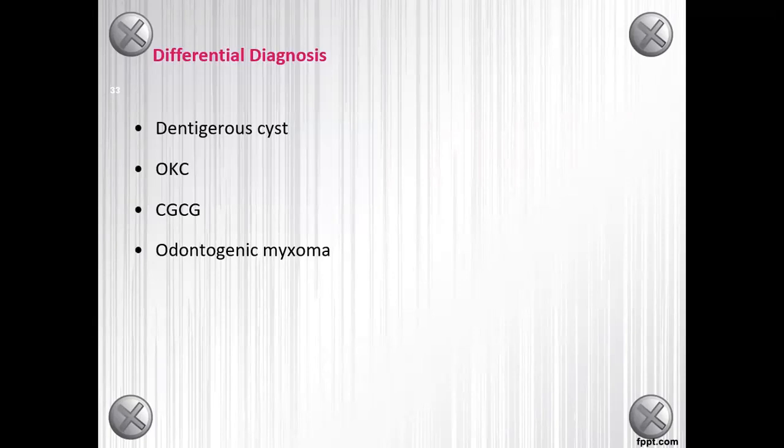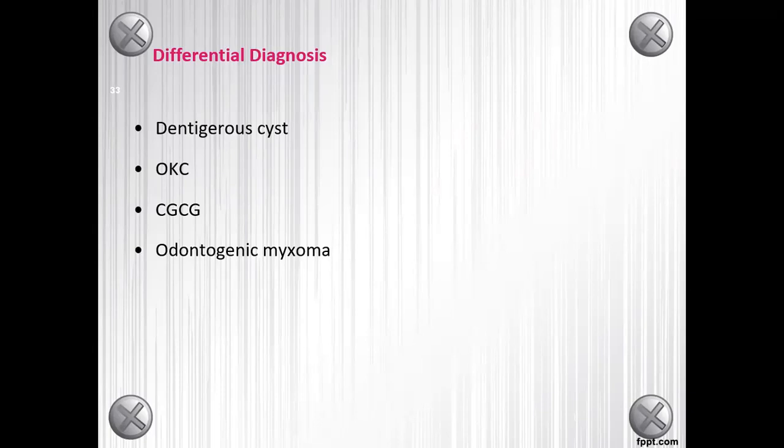Differential diagnosis: dentigerous cyst, OKC, CGCG, odontogenic myxoma. Dentigerous cyst, as the name suggests, is associated with the erupted tooth, but the aspirate is positive. That is, you may get a straw-colored fluid in case of your dentigerous cyst. OKC, the typical feature is there's no swelling buccolingually, only AP, anterior-posterior. You can see the expansion of the lesion, whereas in ameloblastoma, you have a huge swelling which can develop at the posterior aspect of the mandible.